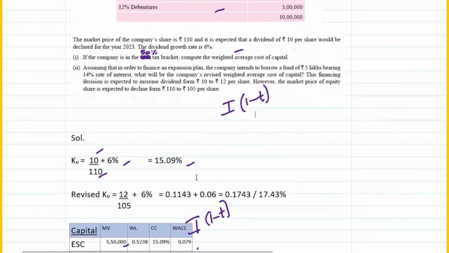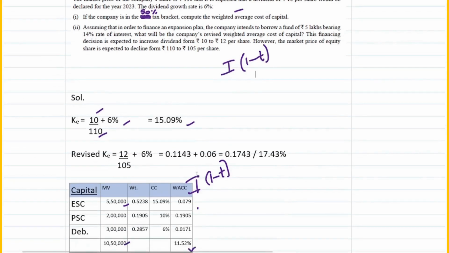Then what else is happening? This financing decision is expected to increase the dividend from 10 to 12 per share. So the dividend is going from 10 to 12, and the market price of equity is expected to decline from 110 to 105 per share. So revising the formula of KE, dividend divided by price plus growth. Here growth is constant. So the revised dividend is 12, the revised price is 105 plus 6% growth. So I am getting an answer of 17.43. This is the revised KE.